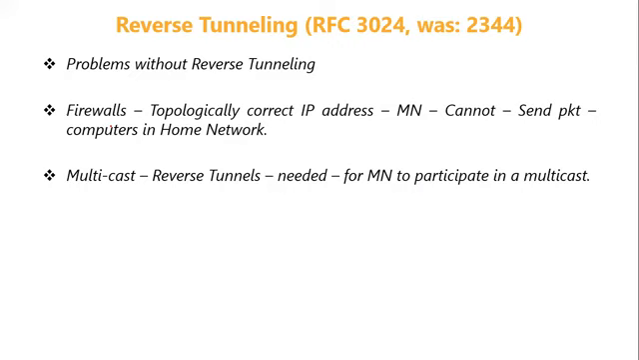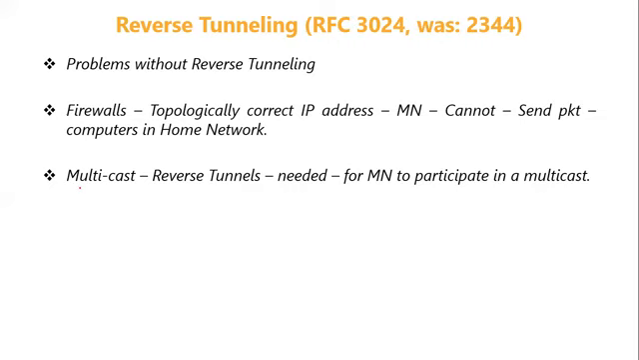The second reason is, say the mobile node wants to multicast a packet. Multicast means it wants to send the packet to a group of users in the home network. But currently the mobile node is in the foreign network. Sitting in the foreign network, the mobile node wants to multicast the packet to a few nodes in the home network, but that is not possible. By being in the foreign network, the mobile node cannot multicast the packet in the home network without using a reverse tunnel.